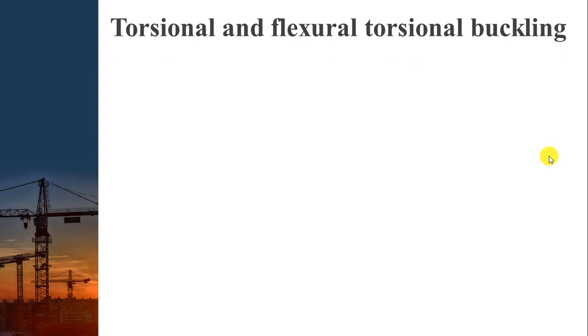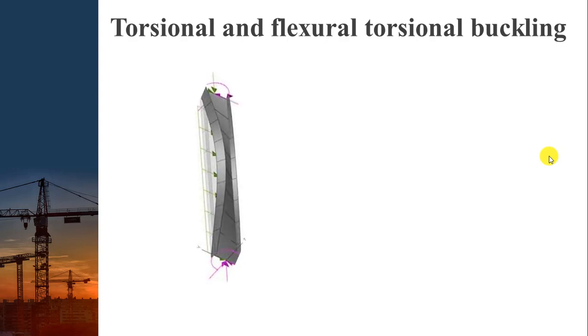Next to that, there is torsional and flexural torsional buckling. So first of all, what is that torsional buckling? Torsion means it is twisting. Means when the column is getting twisted, that is called torsional buckling. And flexural torsional buckling means what? There is the flexural buckling, and along with the flexural buckling, the torsion is taking place, means the twisting is taking place. Then it is called flexural torsional buckling.